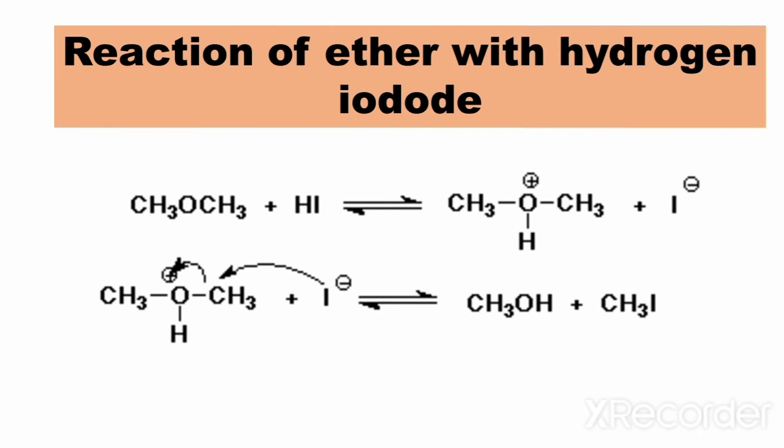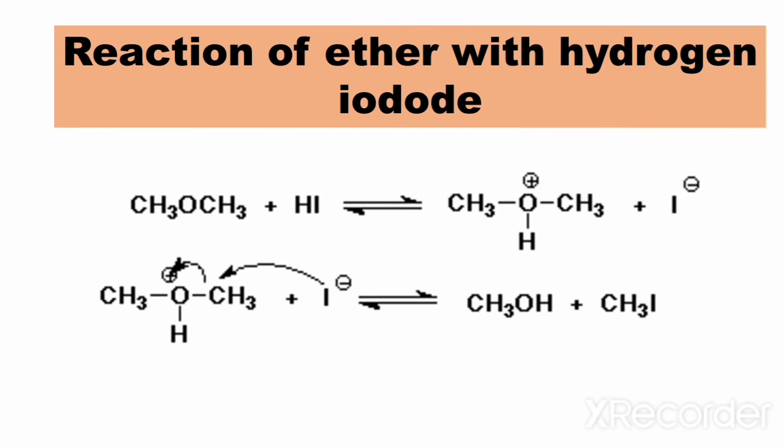So the next is the reaction of ether with hydrogen iodide. When the ether reacts with the hydrogen iodide, from the hydrogen iodide, the hydrogen will form a bond with the oxygen of the ether, and the oxygen will get a positive charge due to the lower electron density, and the iodine will then gain a negative charge. To gain its stability, it will then react with the carbon that is directly attached to the oxygen in the ether and form a bond with the iodine and alkyl group.